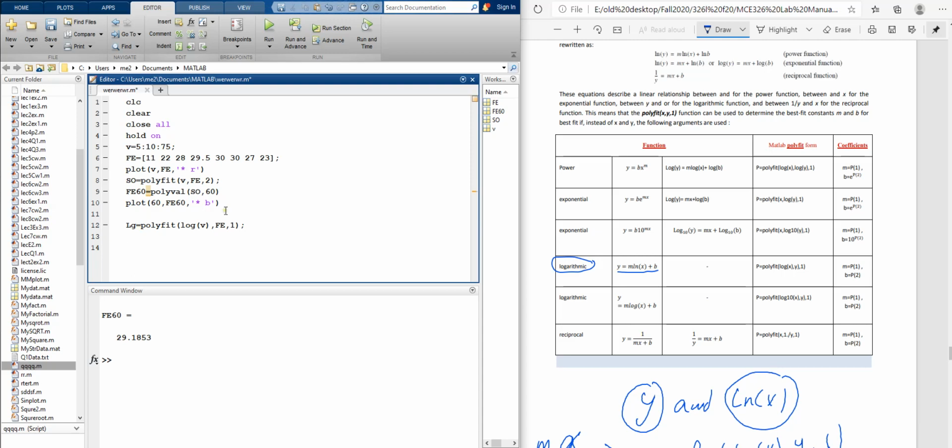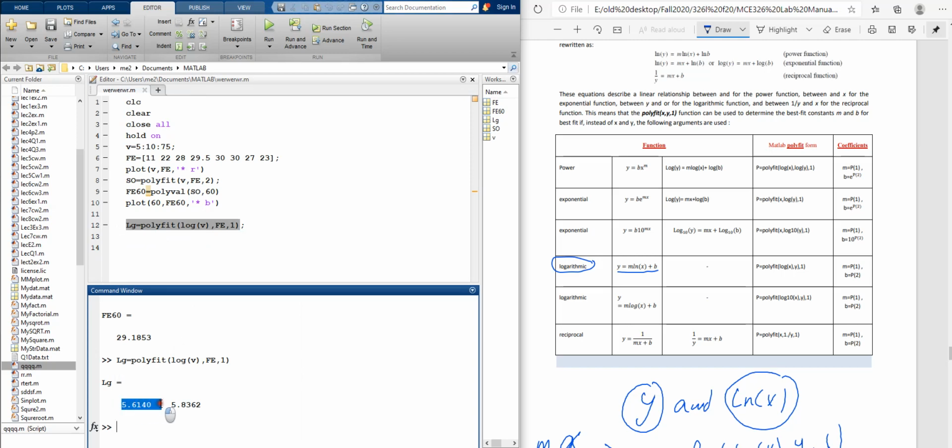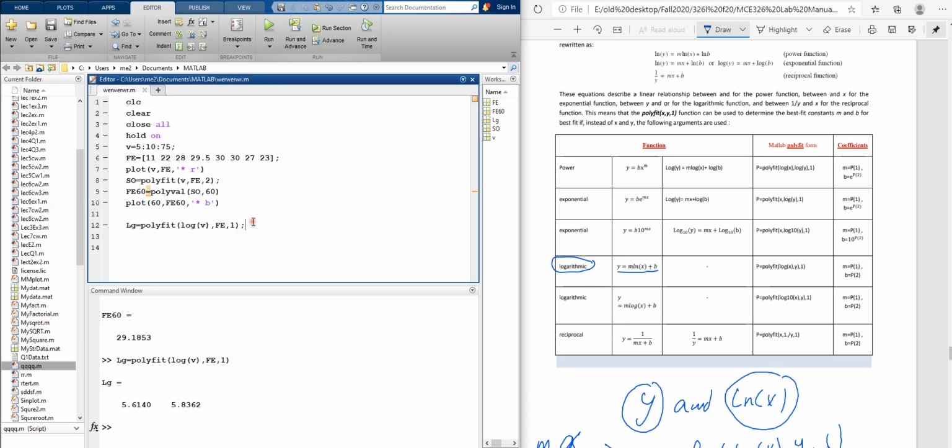Now let me run the code. I will show you what the values of the vector LG are. It should be two values. Evaluate. See, the first one, 5.6, represents the M, and 5.8 represents the B. So I have them. Now, if you want to plot, I want to plot the fitted data in both. Let me do it later.